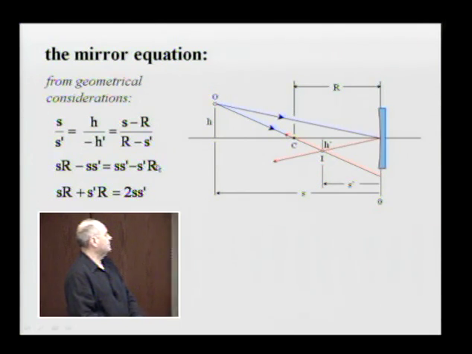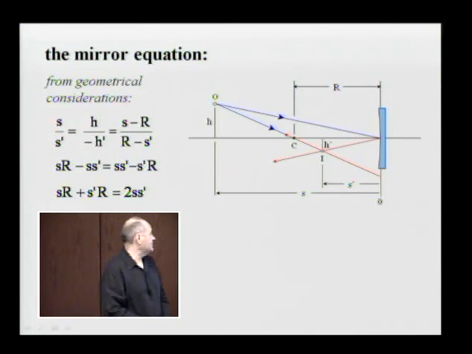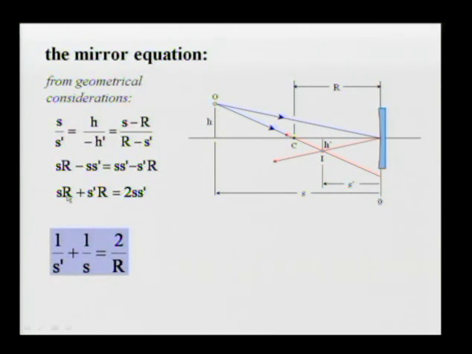So move terms with R on the left-hand side and put S prime on the right-hand side and combine those two. Now I'm going to divide everything by the product of S prime and S and R. And I will get 1 over S prime, which is the inverse of the position of the image. From this one, I will get the inverse of the position of the object. And from here, I will have 2 divided by the radius of curvature of the mirror.